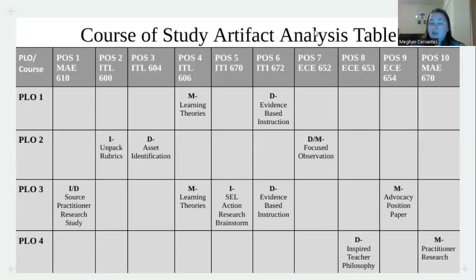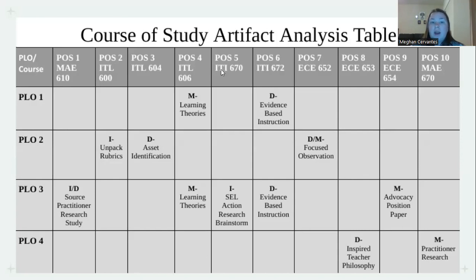Course of Study Artifact Analysis table here shows the PLOs 1 through 4 and also the Plan of Study 1 through 10. For Plan of Study 1, MAE16 follows the PLO 3. Plan of Study 2, ITL 600 aligns with PLO 2. Plan of Study 3, ITL 604 aligns with PLO 2. Plan of Study 4, ITL 606 aligns with PLO 1 and 3.